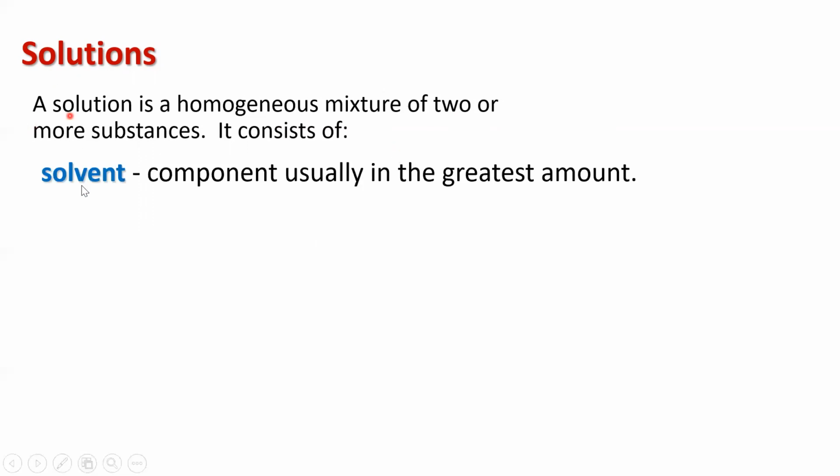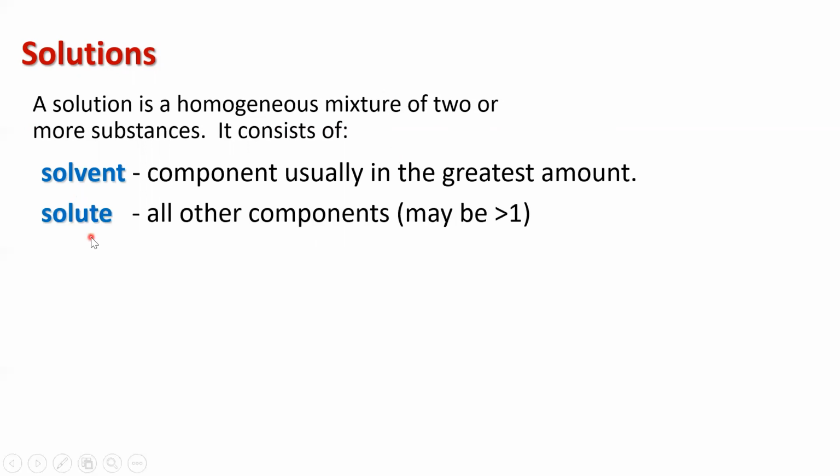And when we look at solutions, there are two components. We have the solvent, okay, which is a substance that's usually in the greatest amount. And we have the solute, which is everything else that would be in the solution. And sometimes there's only one solute. Sometimes we may have more than one solute in a solution.